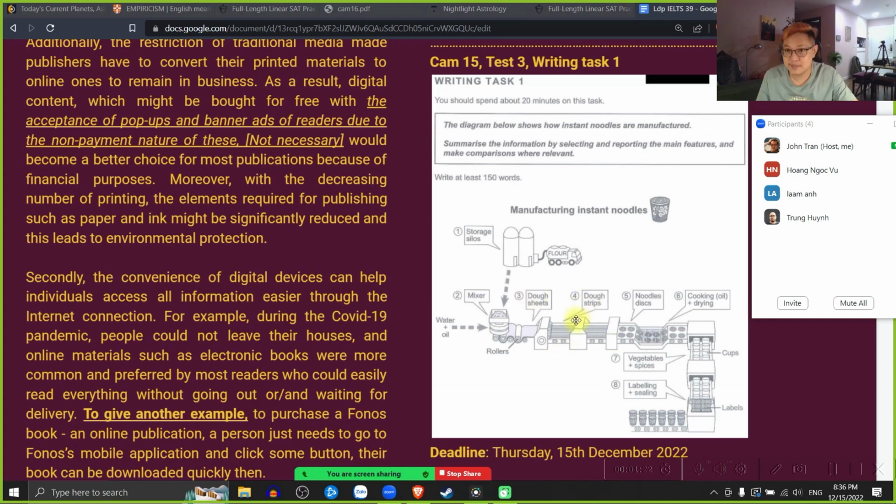And then number 4, dough strips. Nó cắt ra thành những cái sợi dough strips này. And then number 5 become noodle disc. Nó trở thành những cái bánh, những cái dạng bánh của mì gói. And then number 6 is cooking in oil and drying. Thứ 6 là nấu trong dầu và làm khô lên. And then number 7 is of course adding vegetables and spices. Thêm rau và hương liệu. When you have cups here already. And number 8 is labeling and sealing. Giai đoạn 8 cuối cùng đó là dán nhãn và seal nó lại.